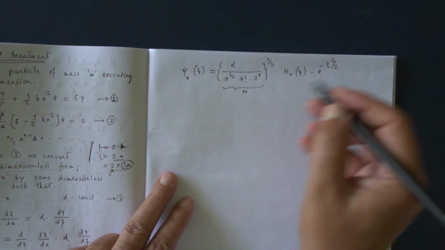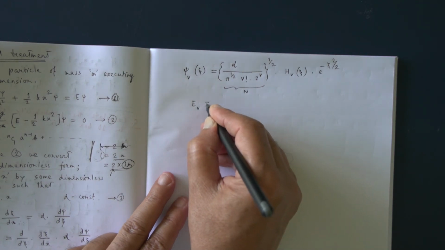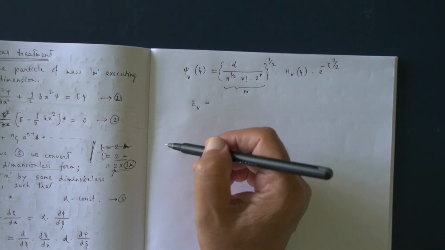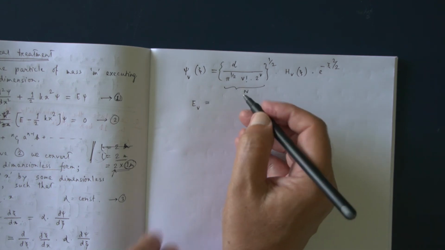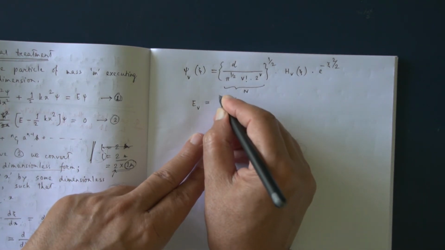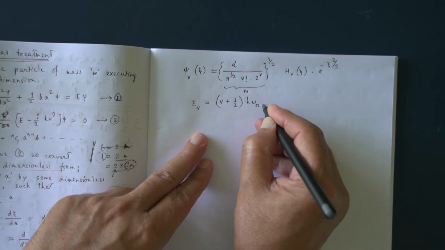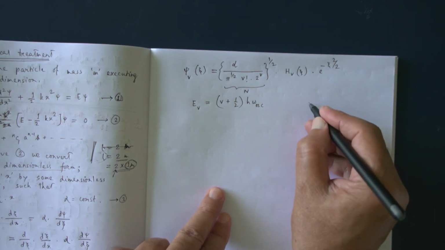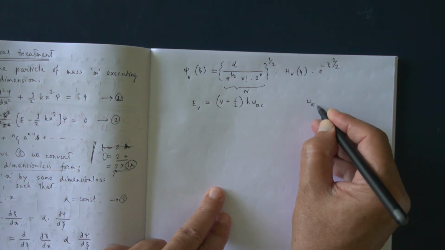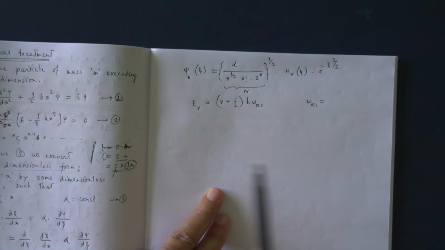Okay, and we get the value of energy also, because whenever we solve the Schrödinger equation we get two things, wave function and energy. Energy is v plus half h omega oscillation. What is omega oscillation? It is the oscillation frequency, because the particle is executing simple harmonic motion like this.